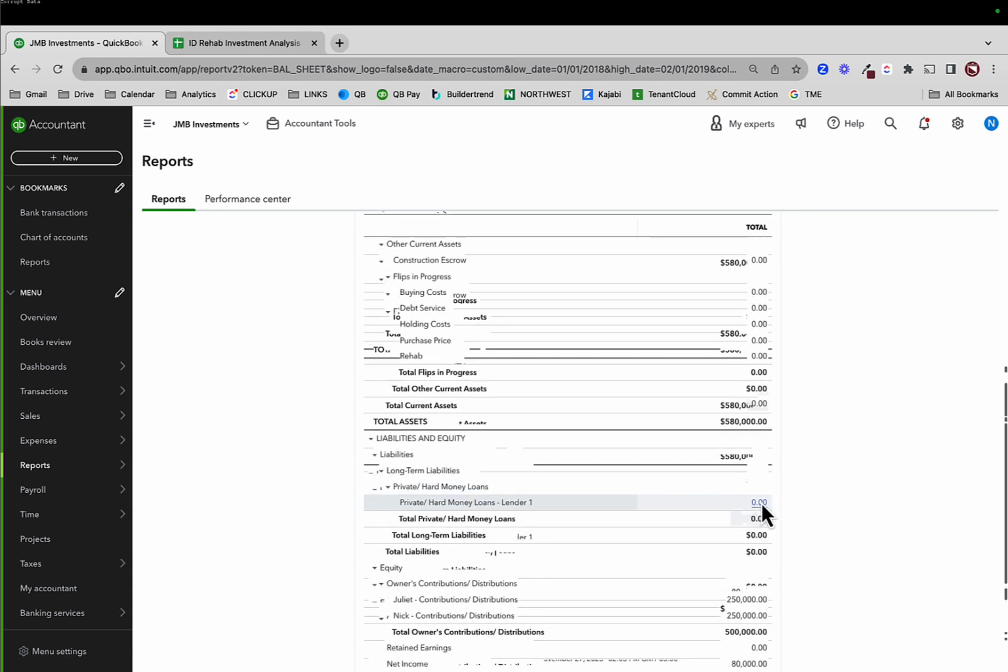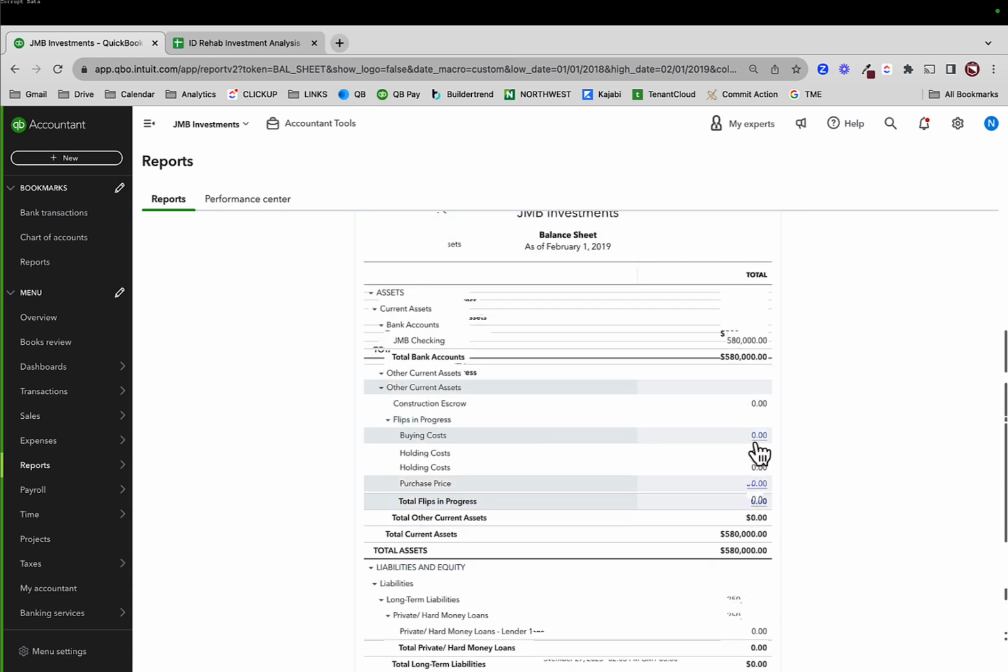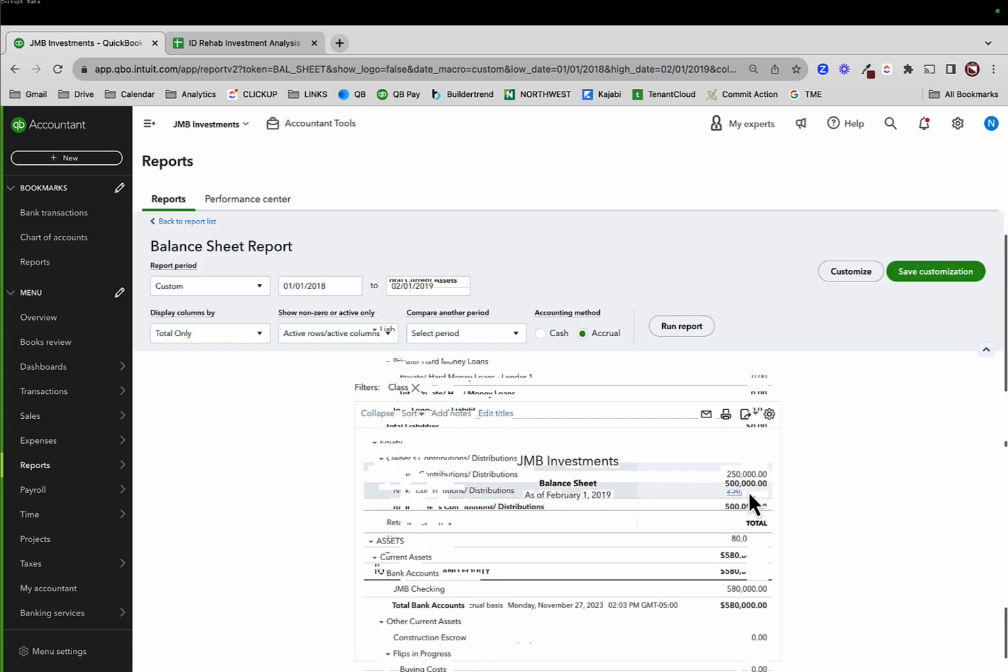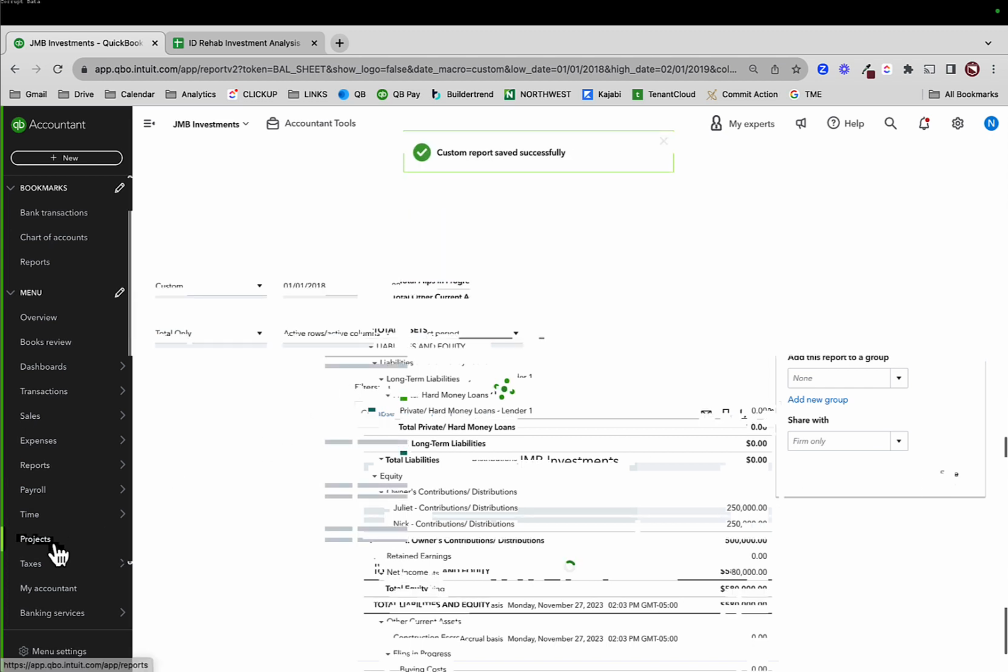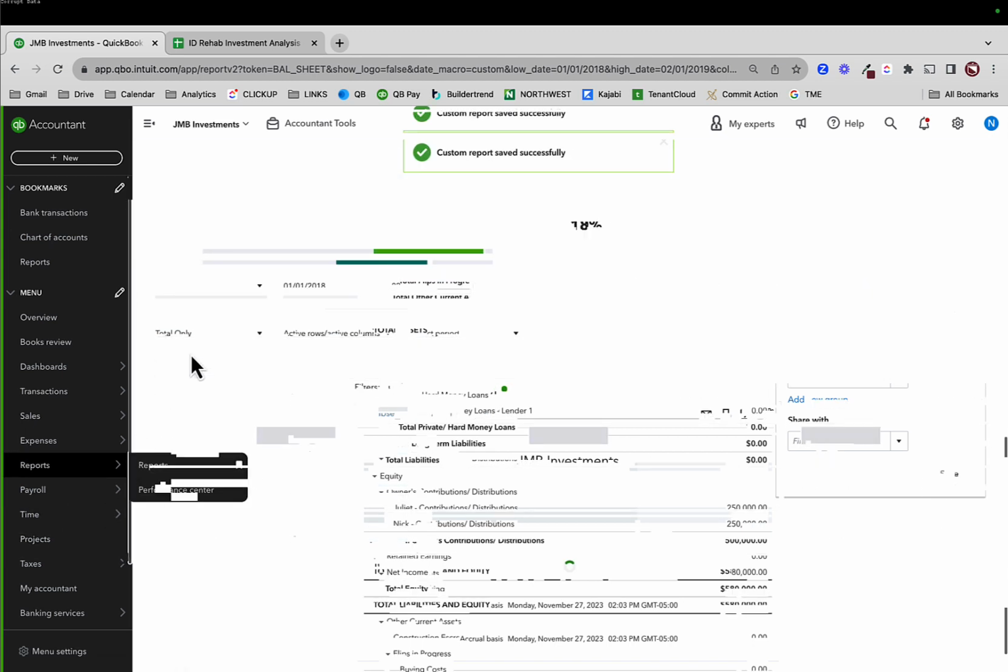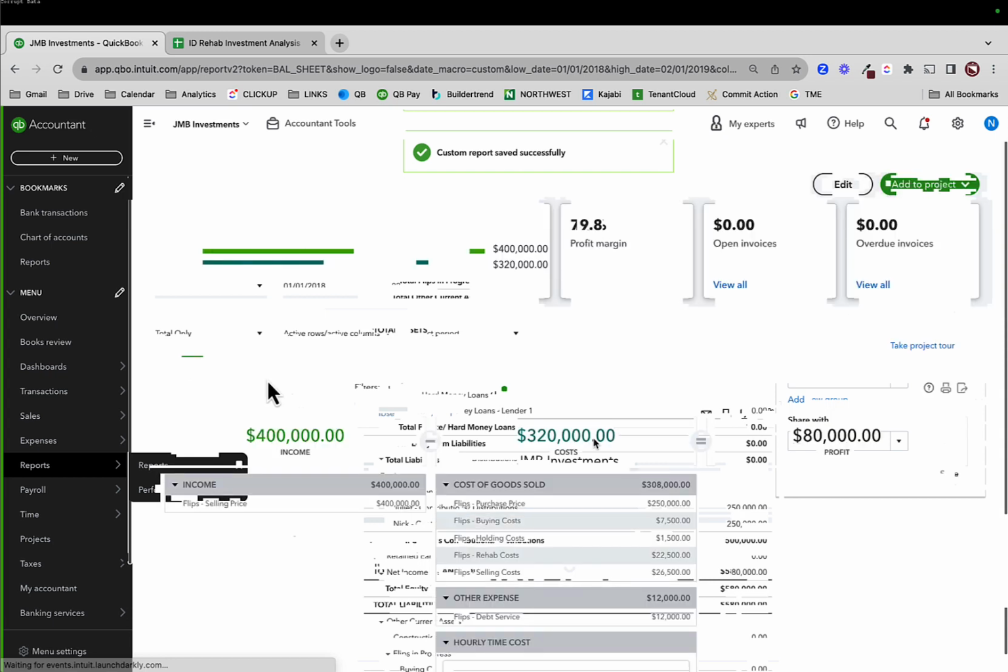So I've zeroed out my private money loan. I've zeroed out my construction escrow. My flips in progress has been zeroed out. And there's my profitability, the 80,000. Okay, I'm just going to save this one more time. So that profitability should match what shows up in my project. Okay, so if I go to 264 Union, there's my $400,000 income minus the cost, and there's the profit there.